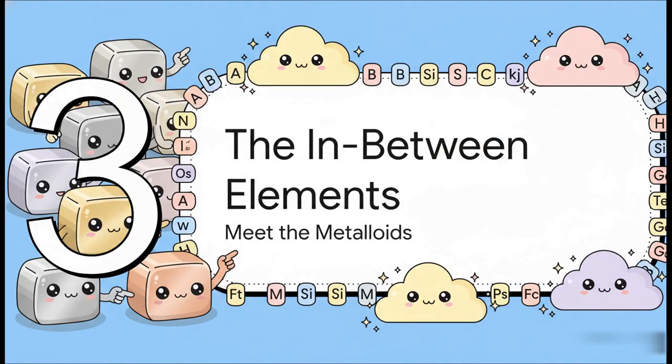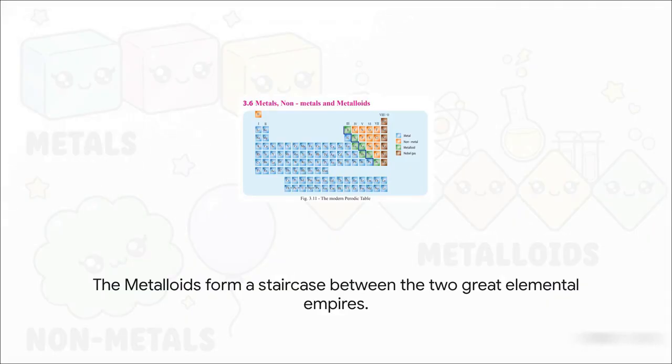Okay, so we've met the metals on one side of the map and the non-metals way over on the other. But what about those few elements that are kind of living on the border right between these two massive empires? If we look back at our map, you can see them, right here, highlighted in green. See how they form this perfect diagonal staircase? It's like a dividing line separating the huge territory of metals from the non-metals.